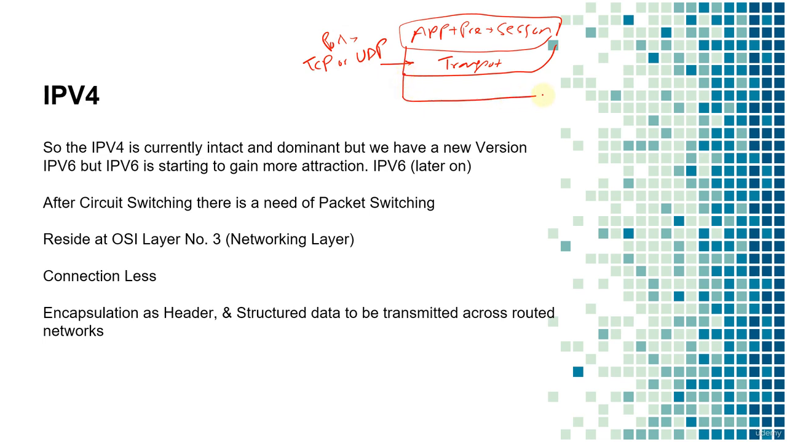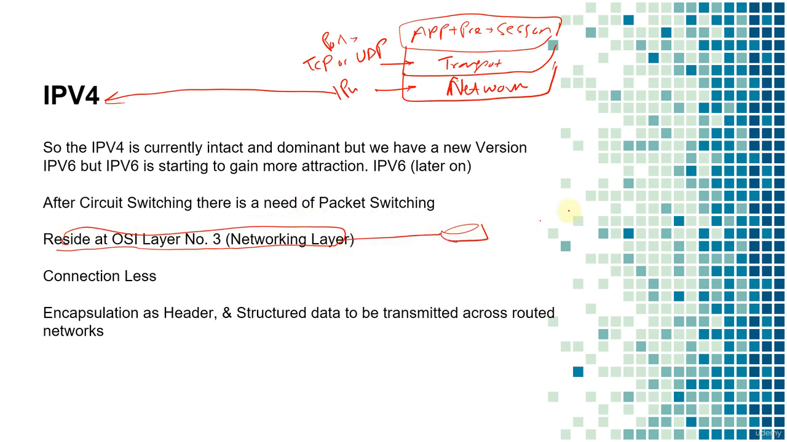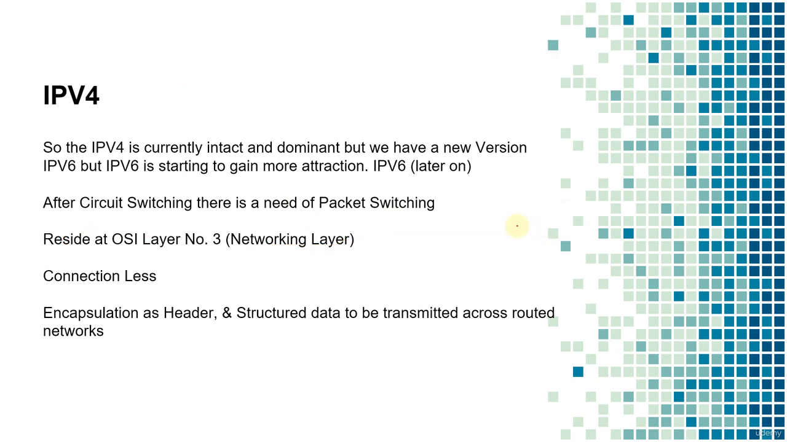Then we have, which layer was it? The network layer. In the network layer, we know that logical IP addressing works, which is IPv4. So this is where IPv4 resides. That is why it is said that it resides at OSI layer number 3, which is the network layer. It means we are going to find the best path using this logical IP addressing. So these things will come later.